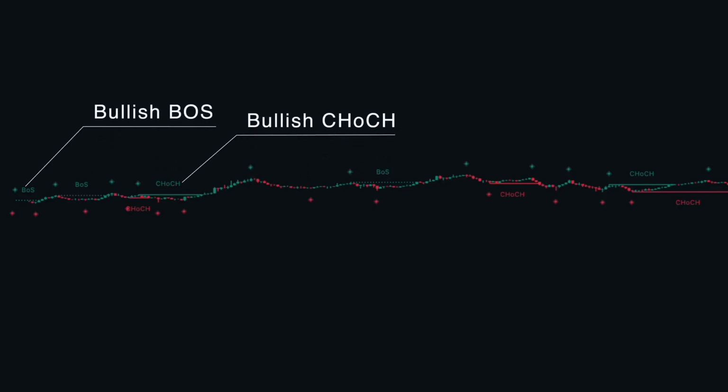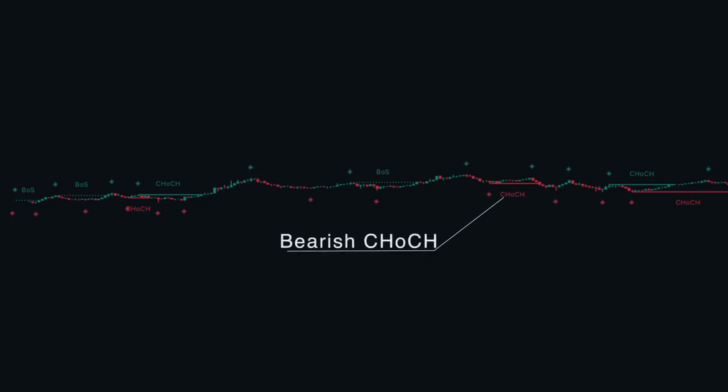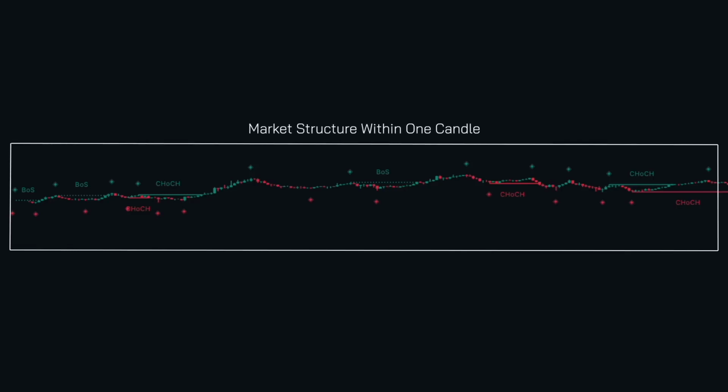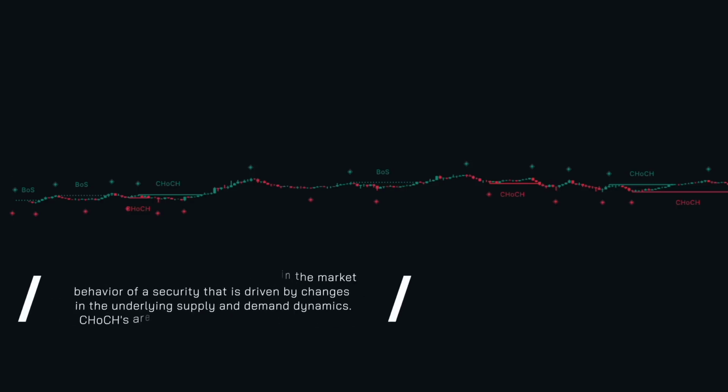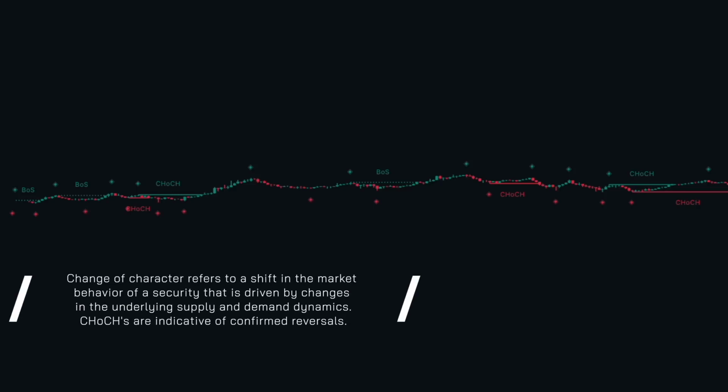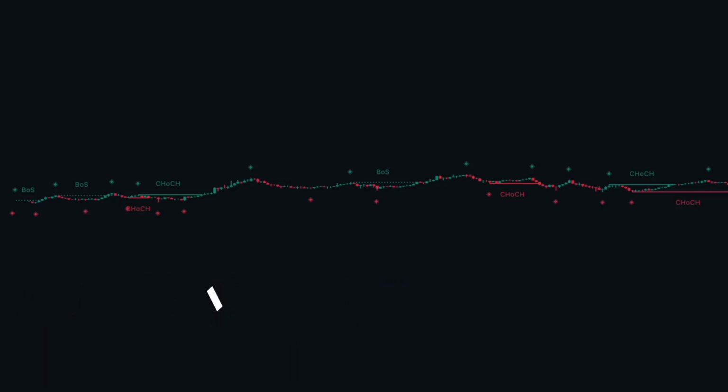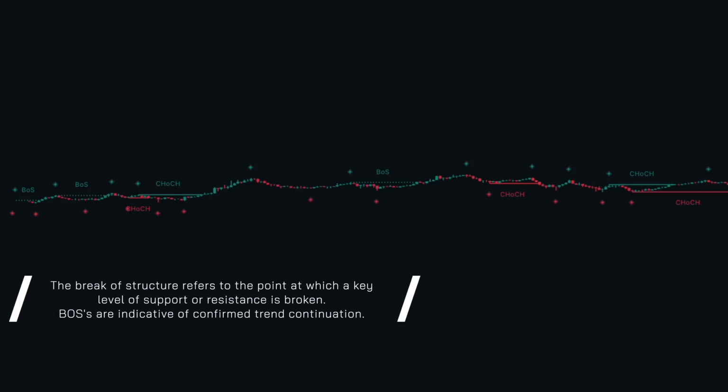For example, we can see how pronounced a trend is by the number of opposite bullish/bearish market structures formed within the candle. Market structures allow determining trend continuations as well as trend reversals in the market through two distinct structures: change of character and break of structure. Change of character refers to a shift in the market behavior of a security that is driven by changes in the underlying supply and demand dynamics. CHOCHs are indicative of confirmed reversals. The break of structure refers to the point at which a key level of support or resistance is broken. BOSs are indicative of confirmed trend continuation.